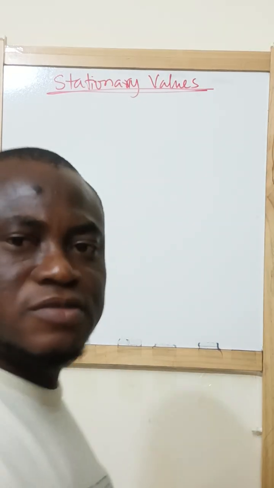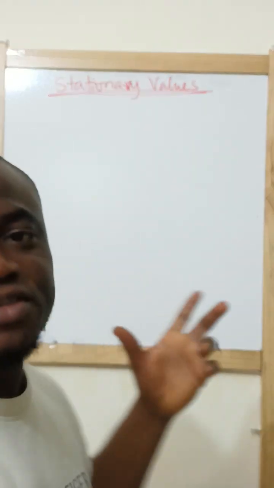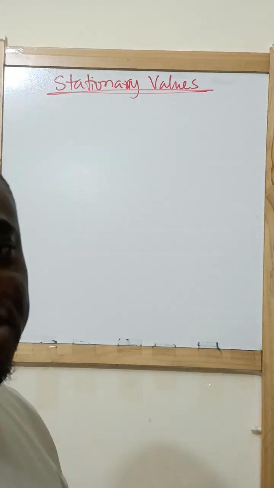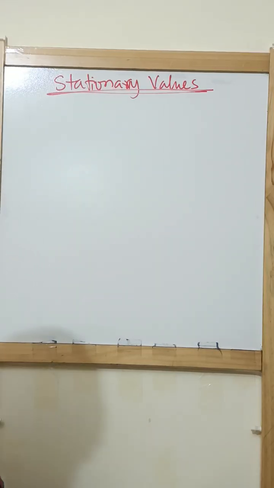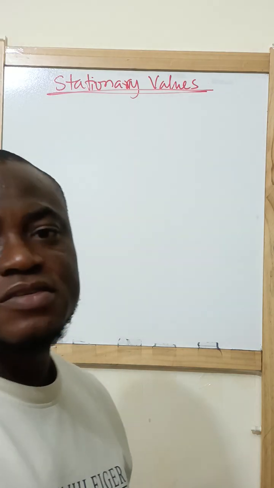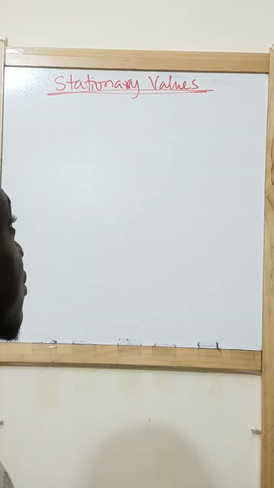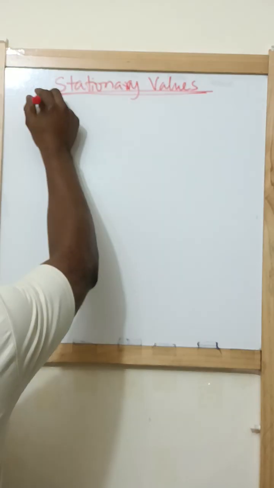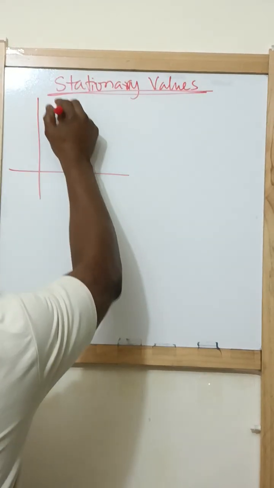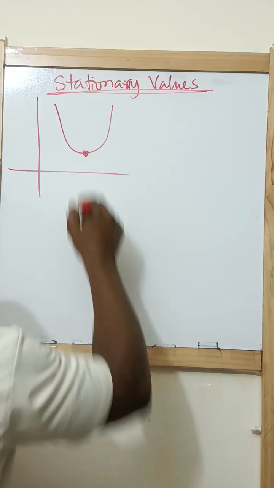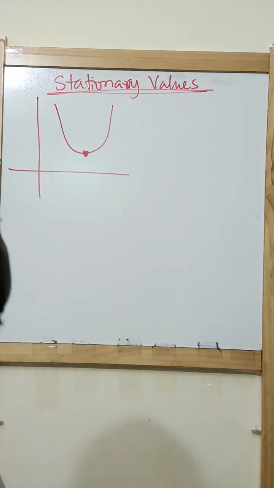So hello, good day. So today we want to look at stationary values. Okay, so what are stationary values? Stationary values, they are the values of the stationary points. That is, when you have a curve like this, you have the minimum point here.